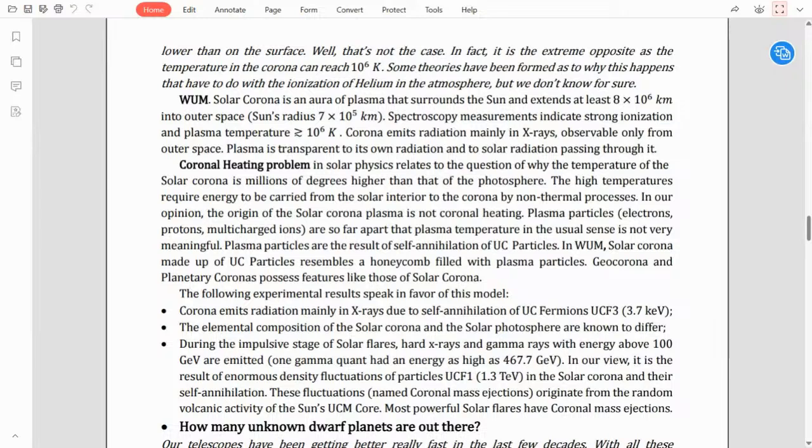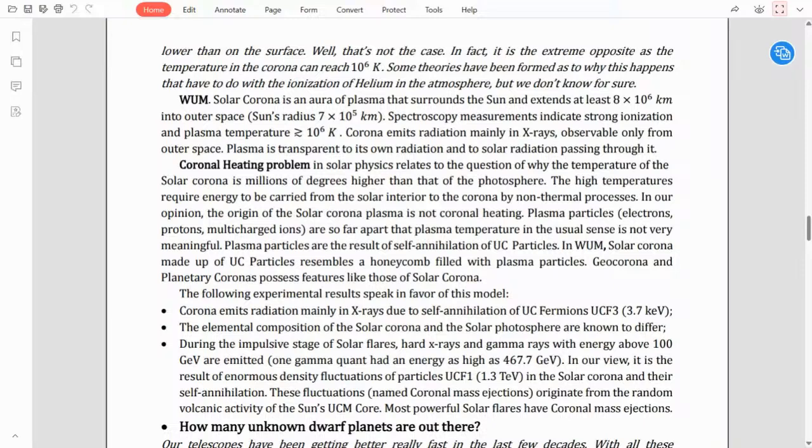The coronal heating problem in solar physics relates to the question of why the temperature of the solar corona is millions of degrees higher than that of the photosphere. The high temperatures require energy to be carried from the solar interior to the corona by a non-thermal process.